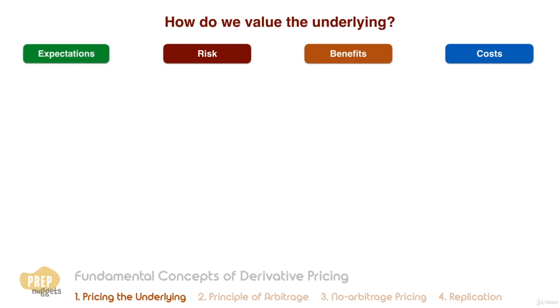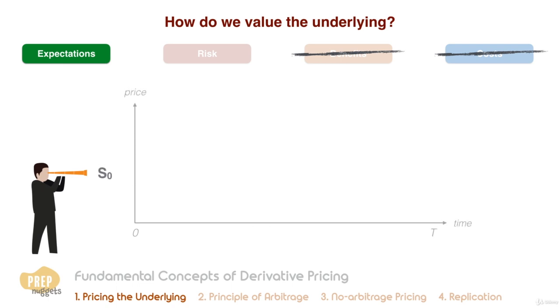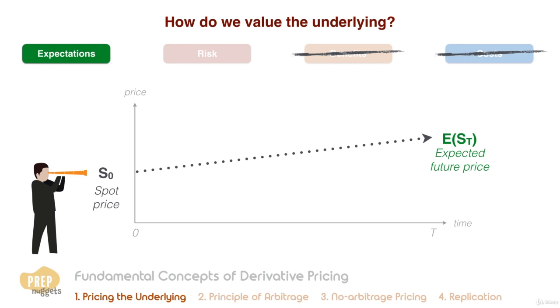We'll start with expectations. We first assume that there's no benefit or cost associated with holding a particular asset. Some financial assets, like a zero-coupon bond, do fulfill this criteria. The bond does not pay out any cash flow while holding it, and there's no cost like storage or convenience benefits associated with holding the bond. So, an investor who wishes to determine the value of such an asset in the future just needs to estimate the expected future price based on its current spot price.